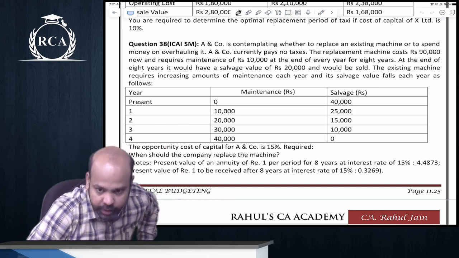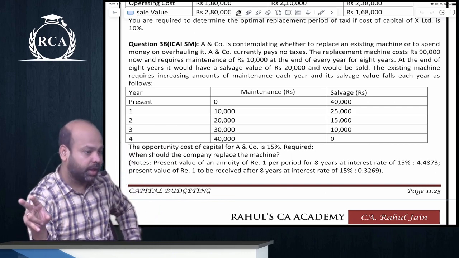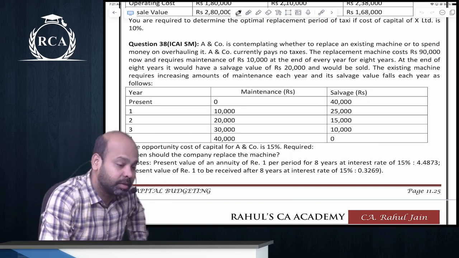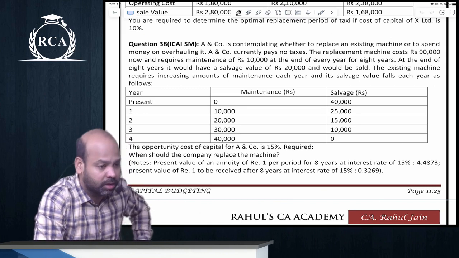Are you getting the point? Two options to be evaluated as such, guys. First, you will see what is better with the existing machine. Is it understood or not? Tell me, what was your doubt?